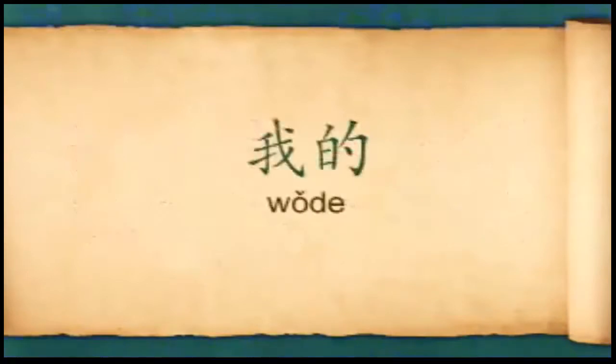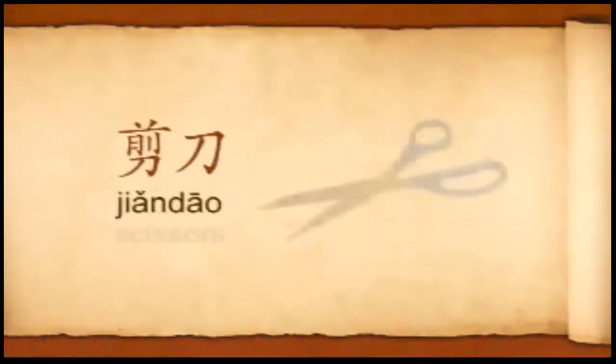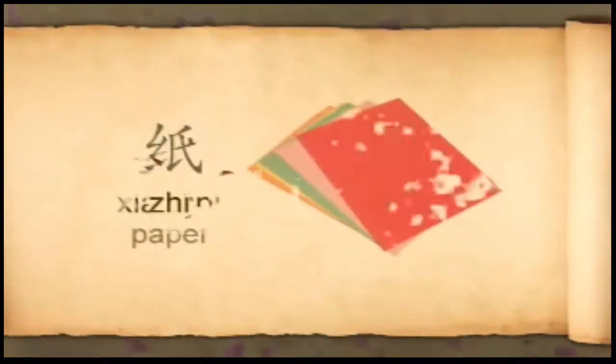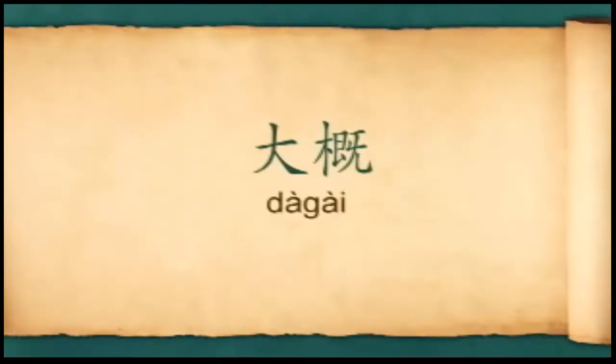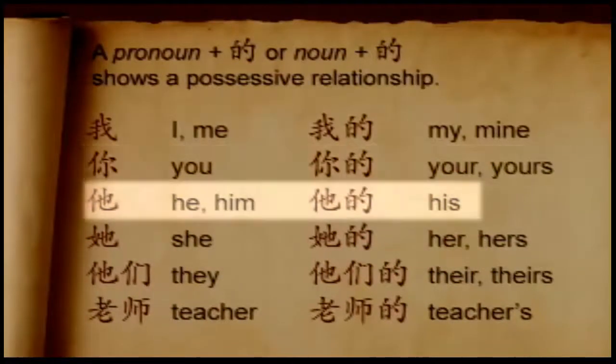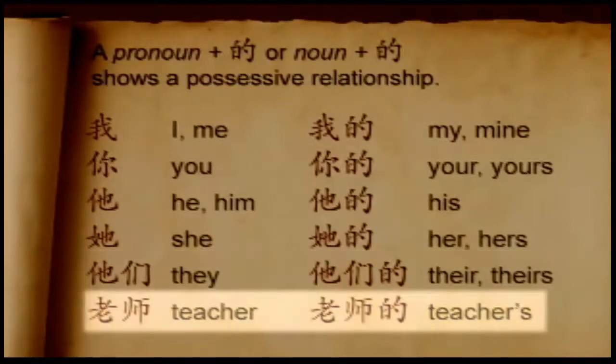The vocabulary list for this lesson included the possessive pronouns. 谁的, whose, 我的, my or mine, and 你的, your or yours. It also included the school objects. 尺, ruler, 剪刀, scissors, 纸, paper, 橡皮, eraser, and the new word 大概, an adverb that means probably. We talked about the possessive particle 的 and how it shows a possessive relationship when it's added to nouns or pronouns. 的 functions in a similar way to the apostrophe s in English.